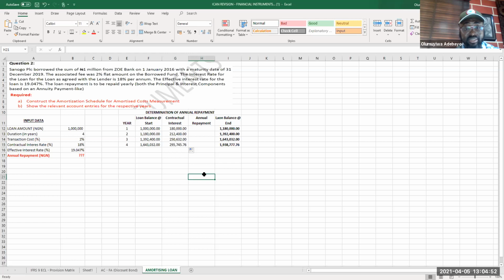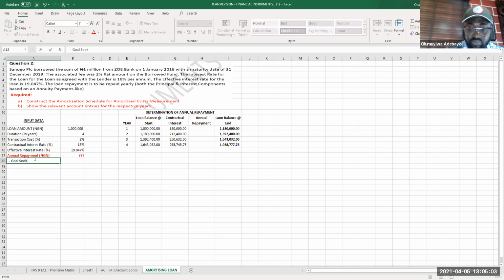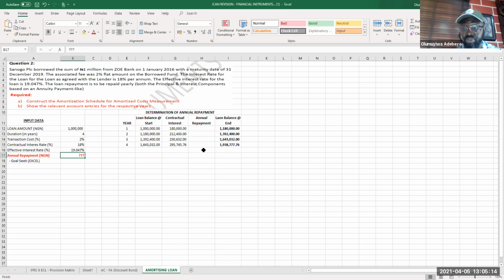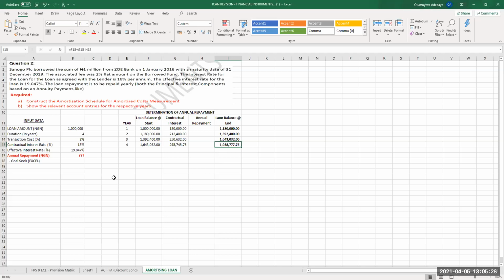Now, the question then is this. You need to seek a goal. How can I get this amount that is unknown? Because if I'm paying as and when due over these 4 years, at the end of the 4th year my balance should be 0. Do you agree? Yes. Okay, therefore I'll go back to seek this goal that this is supposed to be 0.